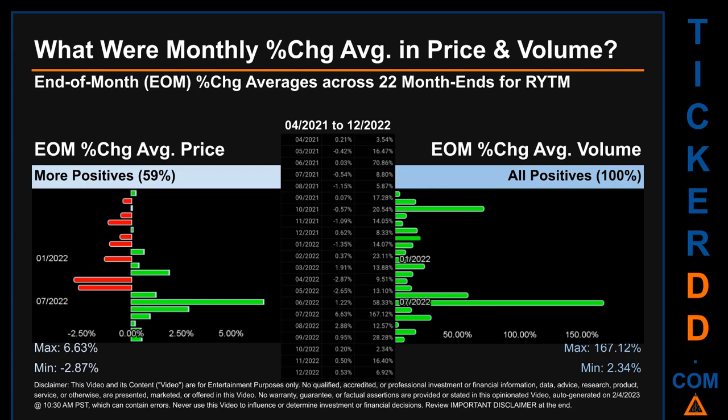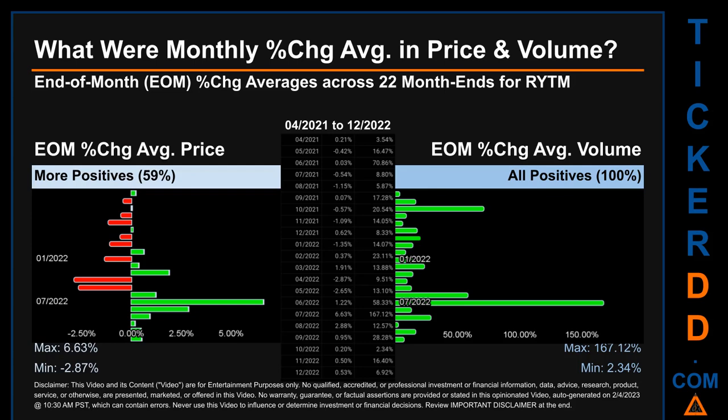From 04/2021 to 12/2020 seconds, 13 out of 22 month ends had a positive percentage change in average price. That is 59% of month ends saw a positive percentage change in average price. In terms of volume, 22 out of 22 month ends had a positive percentage change. That is 100% of month ends saw a positive percentage change in average volume.